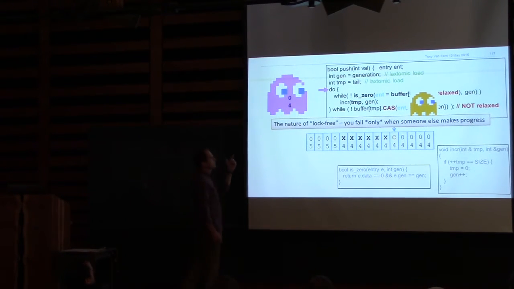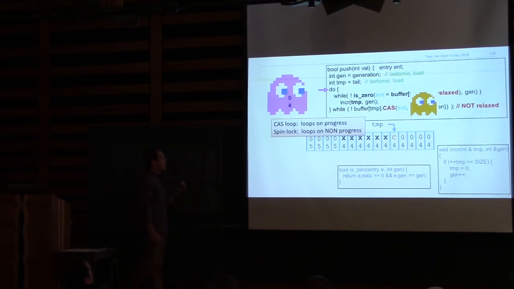So lock-free is you fail when someone else has made progress. So someone is always making progress. A CAS loop loops when there's progress being made. A spin lock loops when there's no progress being made. And they kind of look the same because they're both looping over a variable or whatever, but they're fundamentally different. And that's why lock-free is all about someone made progress, and a spin lock is all about not making progress.